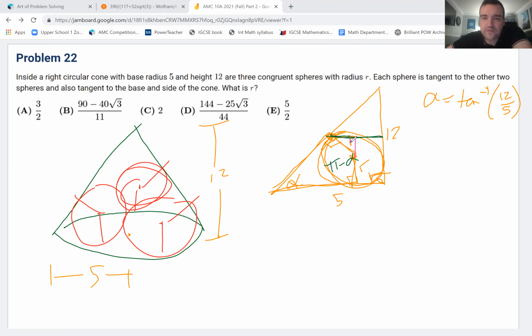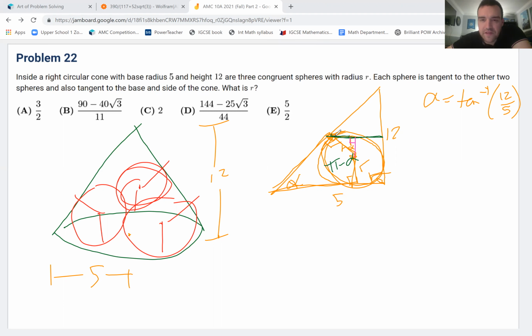Okay, and this angle would be 90 degrees. This distance is r. Now, what do I know? Well, if this angle here is pi minus alpha, then that means that this little angle here must be alpha. I know that that angle there must be alpha.